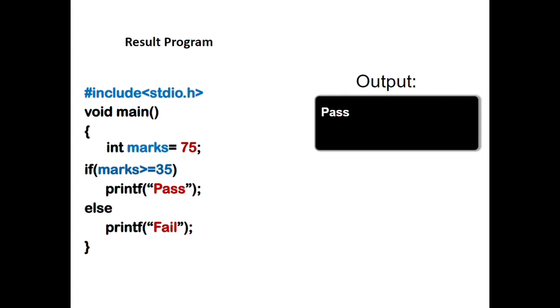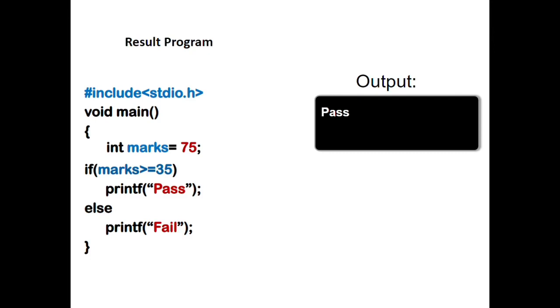Now I'm changing it to 75. So the output is changing to pass. So this is the same demo program, which you can pause the video here. Go back to your C editor. It can be Code Blocks or Turbo C or any other thing. Try to write this program, give different marks.